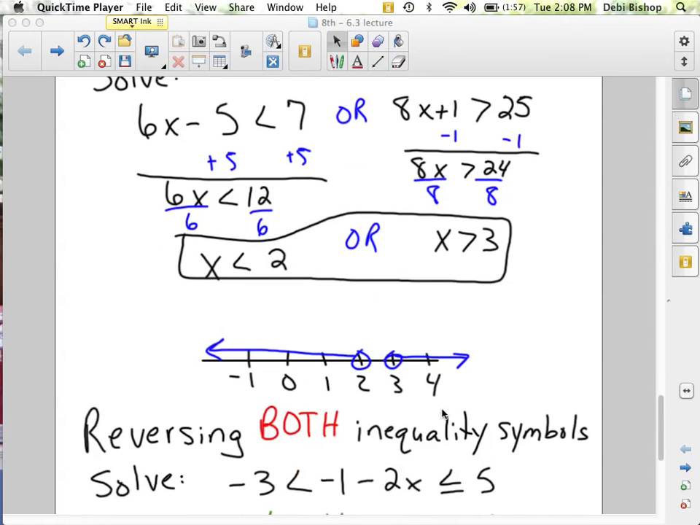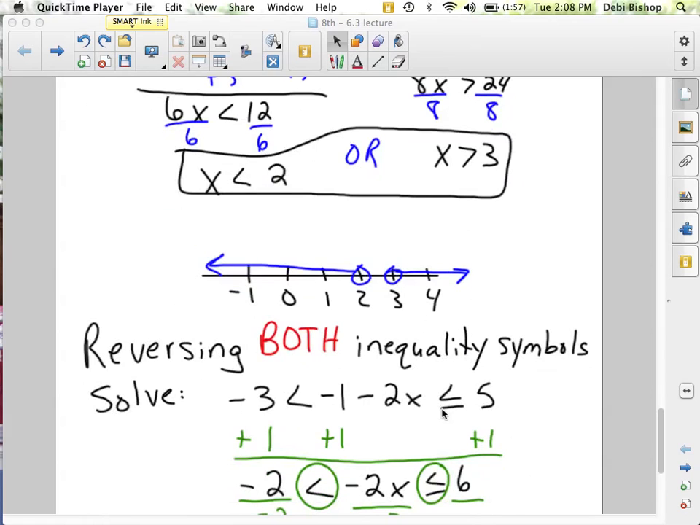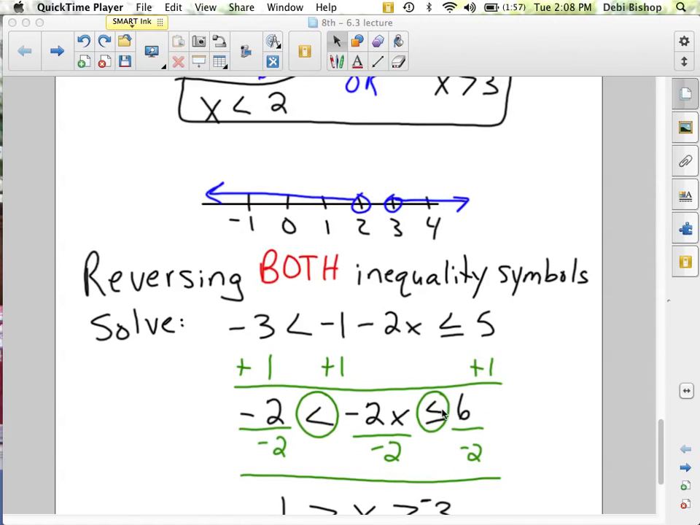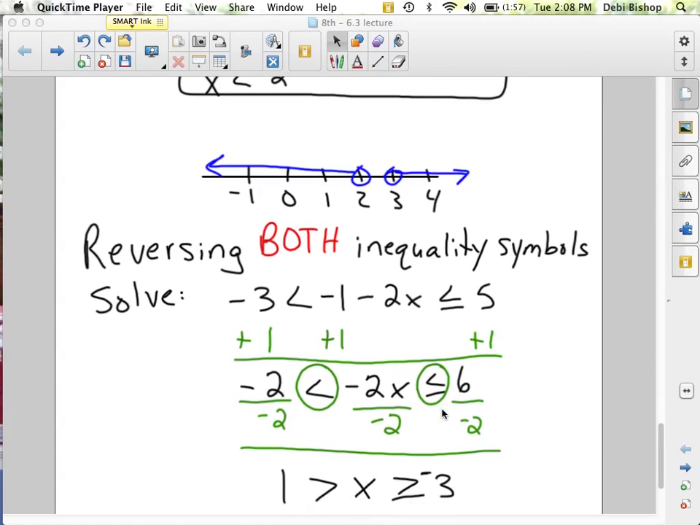And then one last thing to go over is when we are reversing our inequality symbols, and we reverse it on both sides. So like an and statement. So I have negative 3 is less than negative 1 minus 2x, which is less than or equal to 5. So I, again, treat it as two inequalities, but I'm going to do the process all in one step. So I isolate my x.